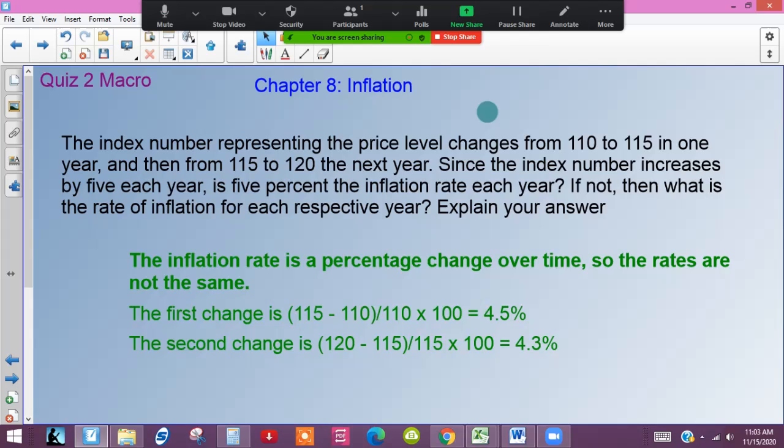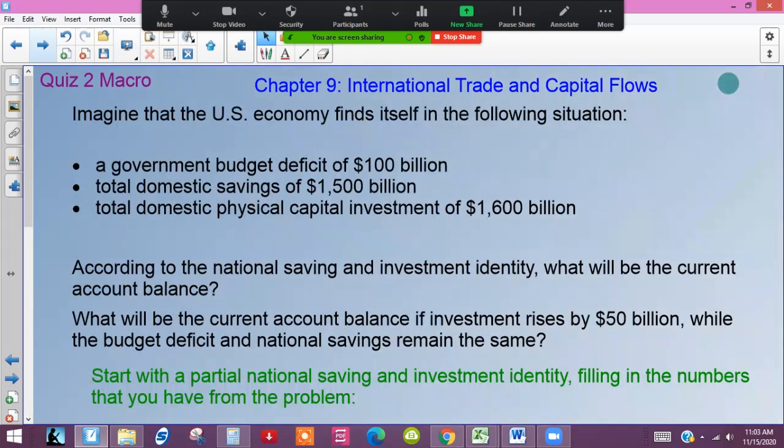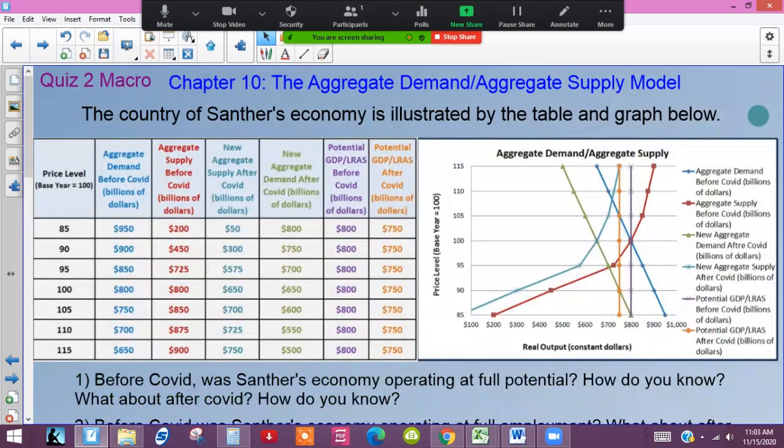Okay, that is the end of part 1. In part 2, we'll talk about the problem for chapter 9, international trade and capital flows, and chapter 10, the aggregate demand, aggregate supply model. Okay.